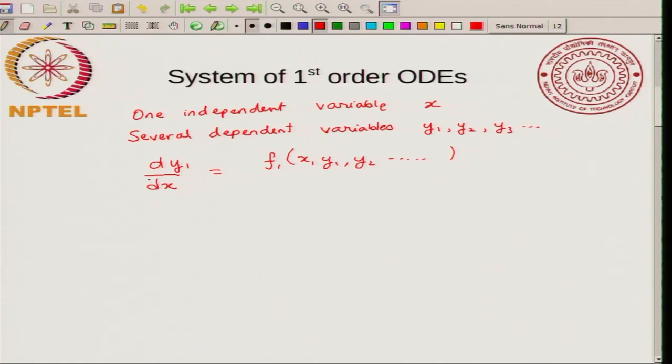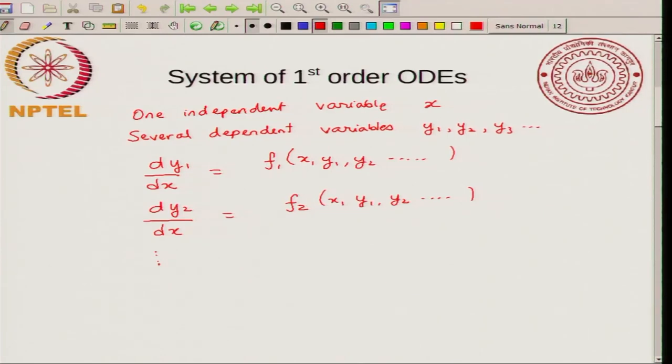So this is one equation, then you have dy2 by dx will be some other function, f2 of x, y1, y2, and so on and so on. You have all the way up to however many variables you have. So this is a system of first order differential equations. What I mean is it is not just one first order differential equation, it is several first order differential equations, because you have several dependent variables, but you have only one independent variable.